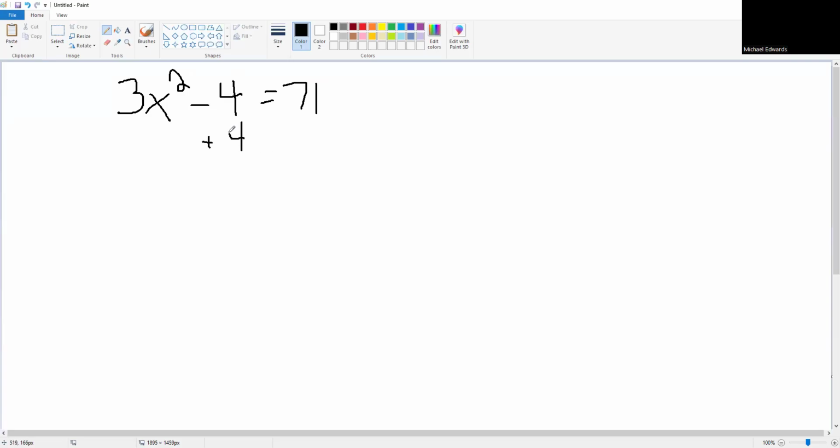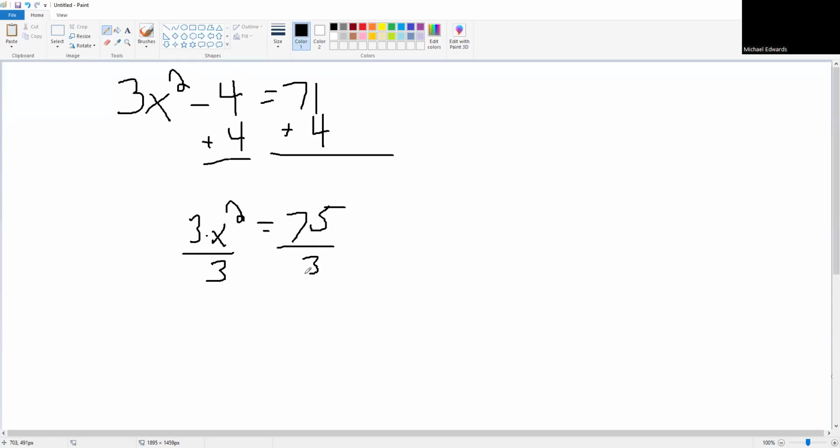So let's do this 4 first. We add the 4. And that gives us 3x squared equals 71 plus 4, right? Which is just 75. And now, because this is multiplication, we need to remove the 3. And then we have x squared equals, now what's 75 divided by 3?